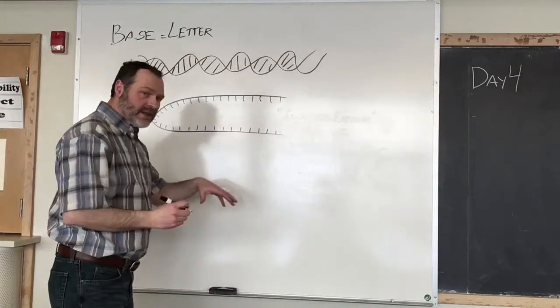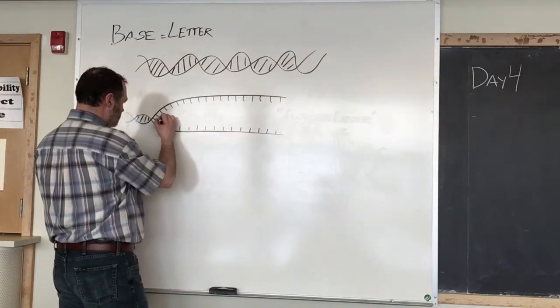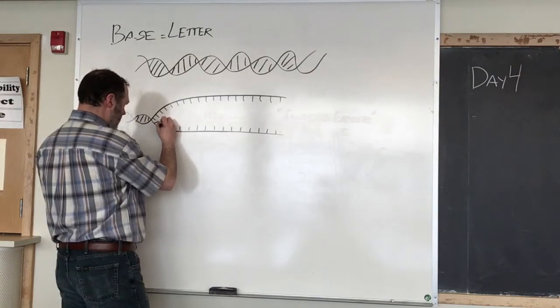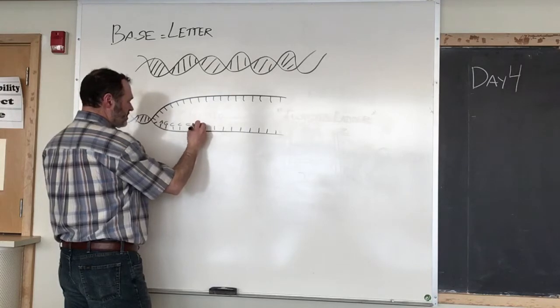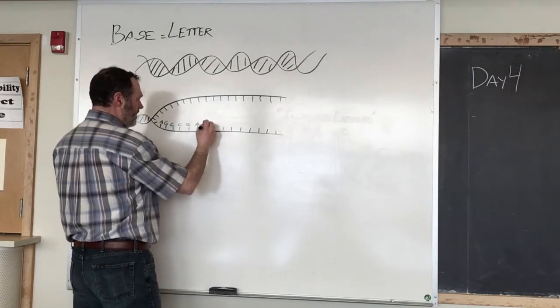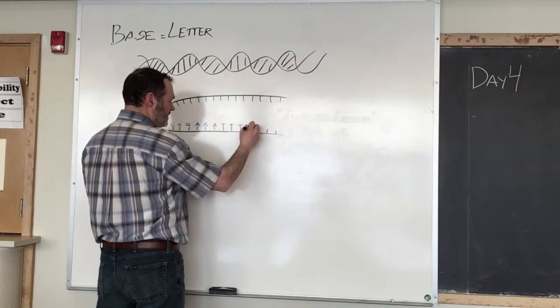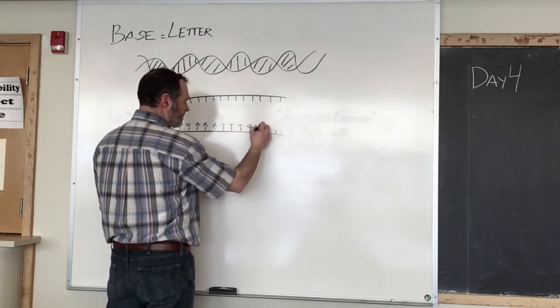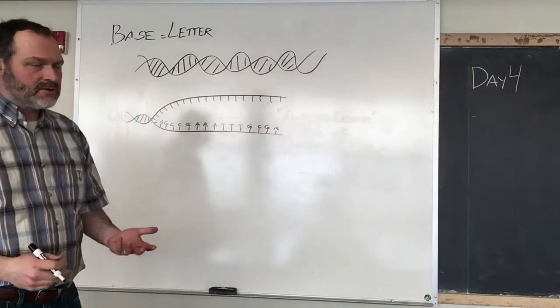Now, we'll put the letters on for the bases. So let's just say down here, this was A, G, C, C, G, A, T, T, T, G, C, G, A. Okay, let's just say that that's the sequence that we've got.